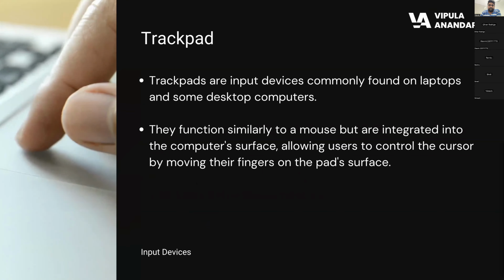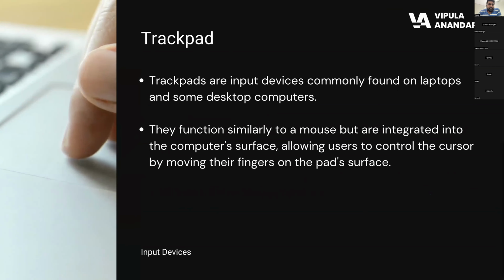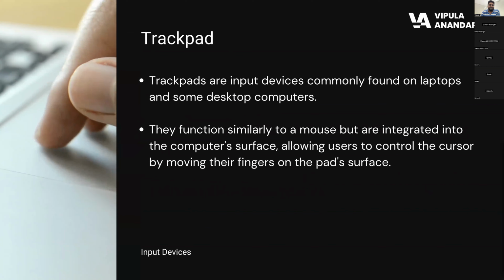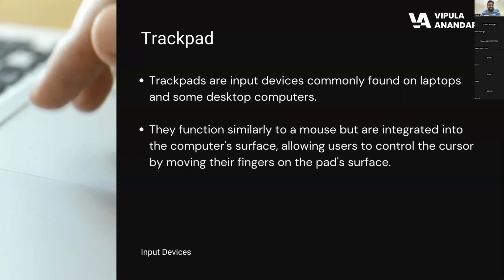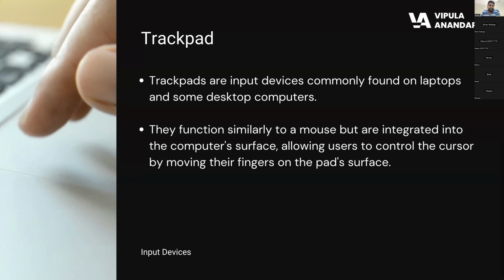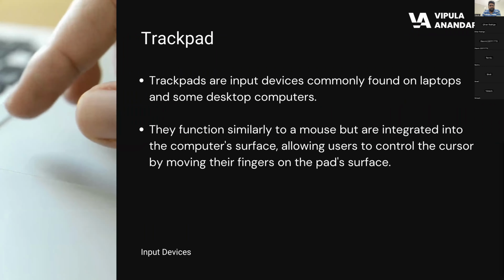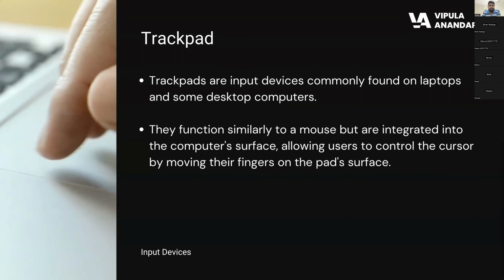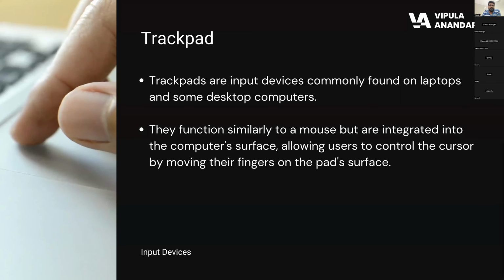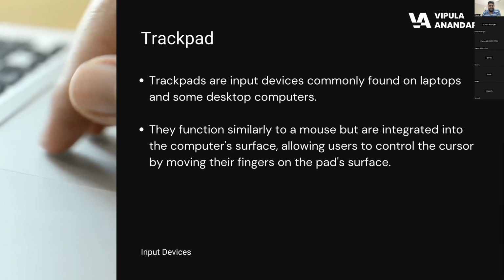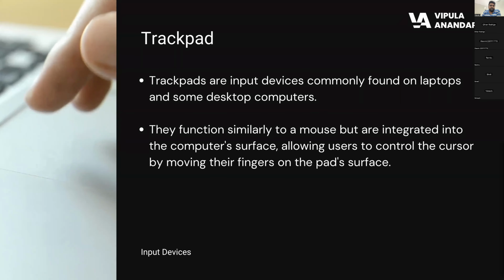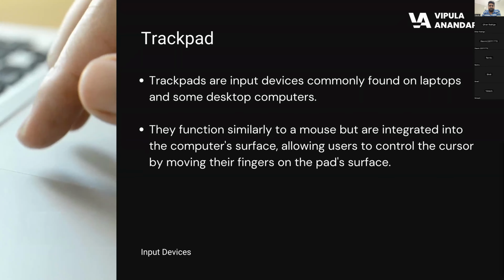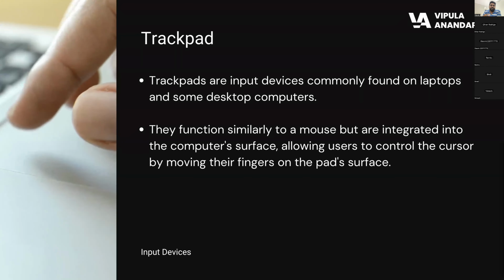And then we have the trackpad. The trackpad again falls under the input device. It is most commonly found on laptops, and there are some desktop computers as well where you can literally buy trackpads and plug them in as a mouse. But at the end of the day, the functionality is 100% similar to a mouse, but it will give you more surface to interact with.